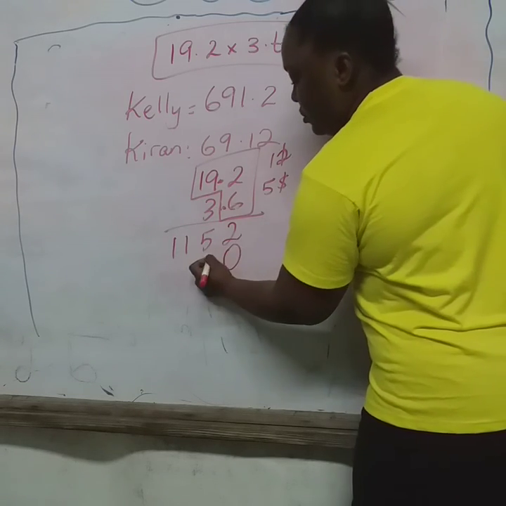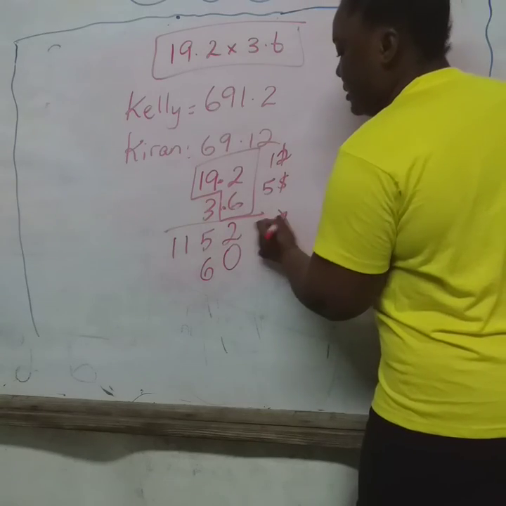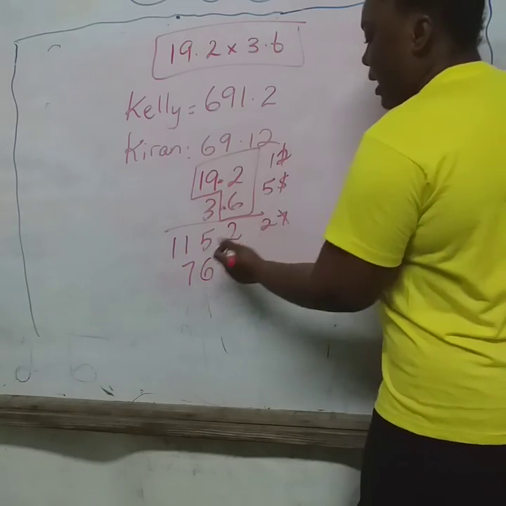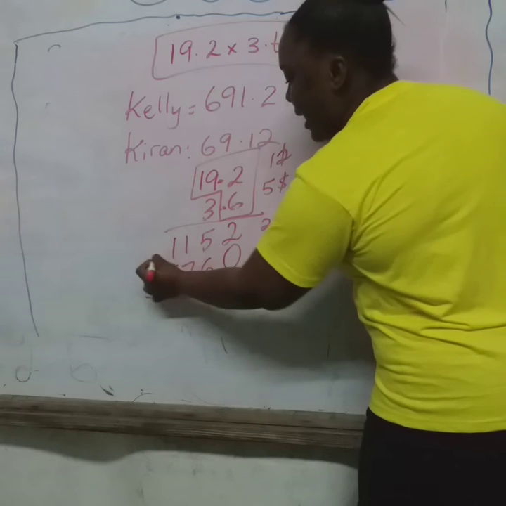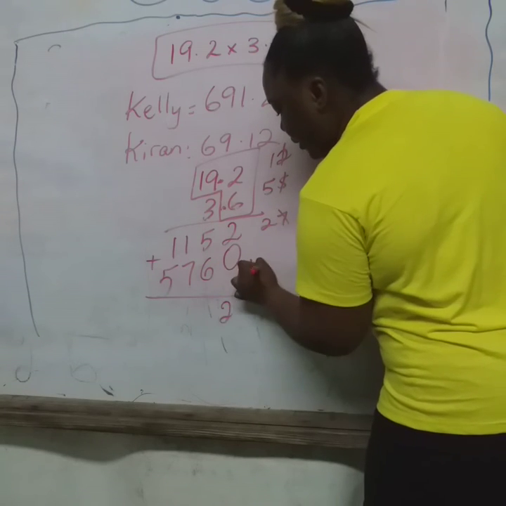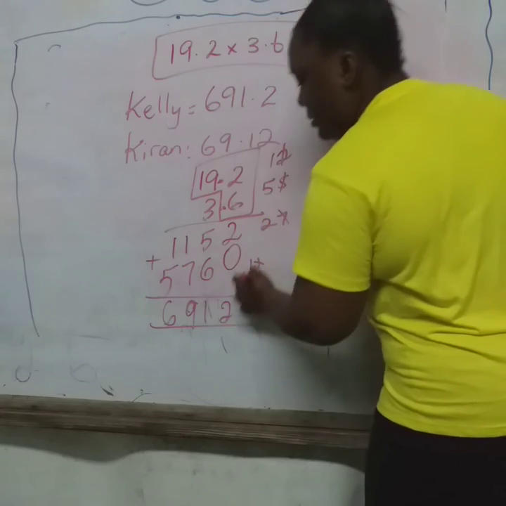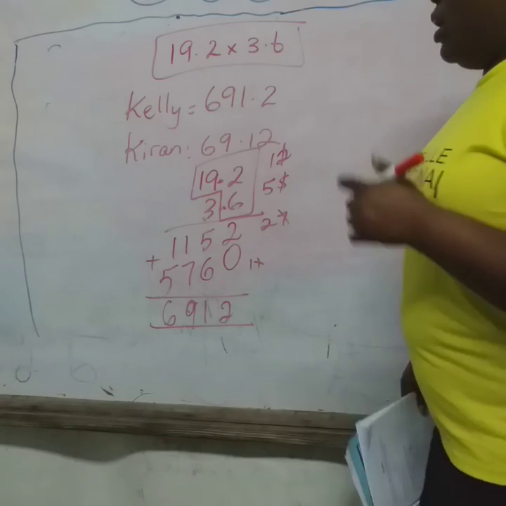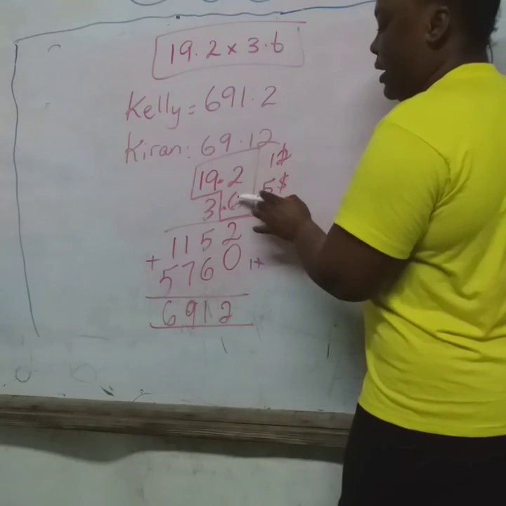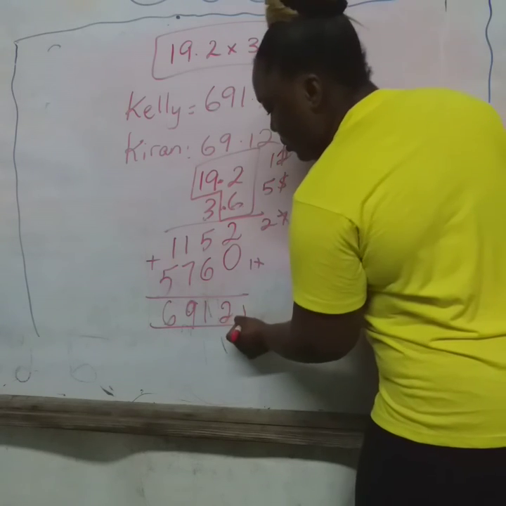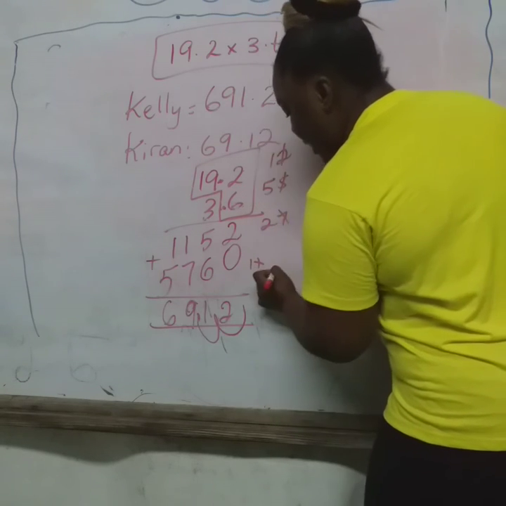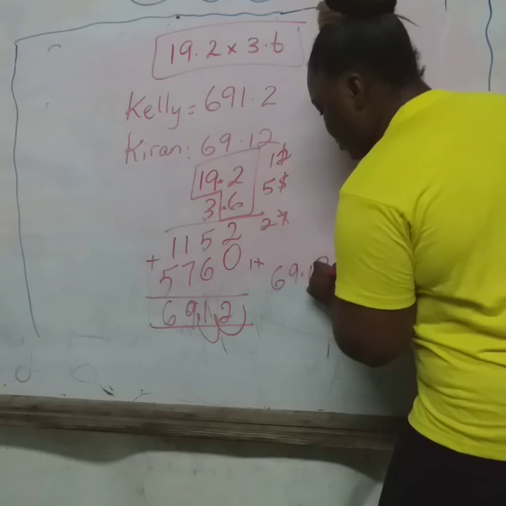Add a 0. 3 2s are 6. 9 3s are 27. 1 2 3. Add 2 5. So let's add now. 7 9 6. Good. Now, how many decimal places? We have 1 here and we have 1 here, which is 2. So our decimal point goes here. So the answer is 69.12.